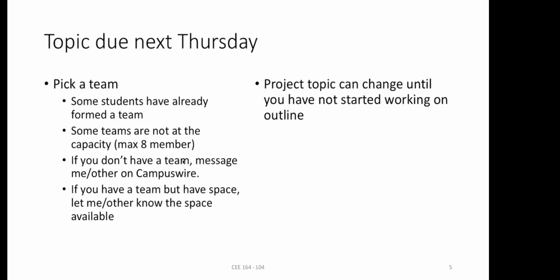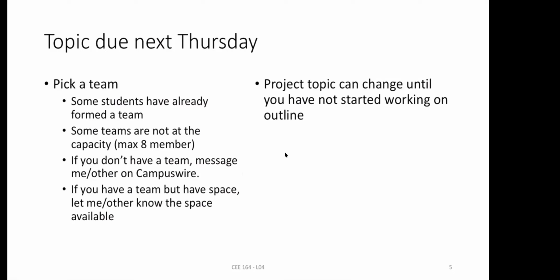And if you don't have a team, let's say you communicate with each other. Then if you don't have a team, let me know by Campusware so that I can put you in some teams. And if you already have a team and you have some space open, you could always say that. But what we're going to do now is just write team A, B, C, D, and see who is here. We can just make it easier.